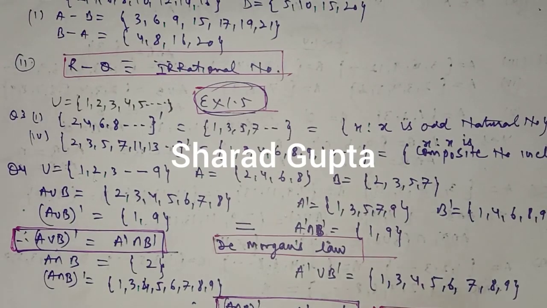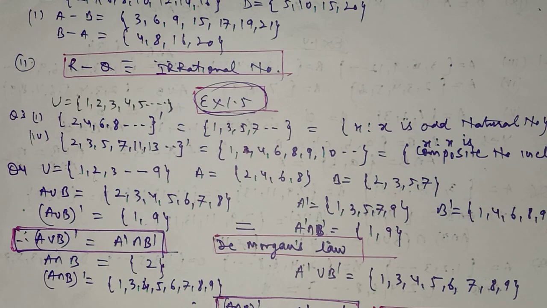Hello, this is lecture number 6 for the chapter Sets of class 11th, and we are starting with exercise 1.5, in which we have to find the complements of the given sets. We have discussed in the basics of this chapter how to find the complements of sets. I'm taking question number 3 of this exercise because the question is given in set builder form.